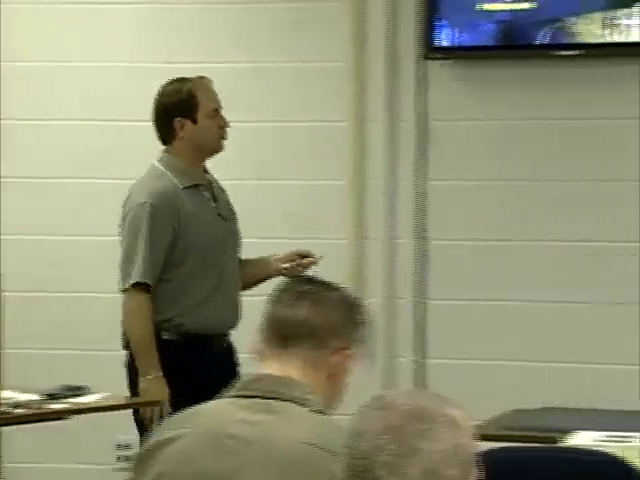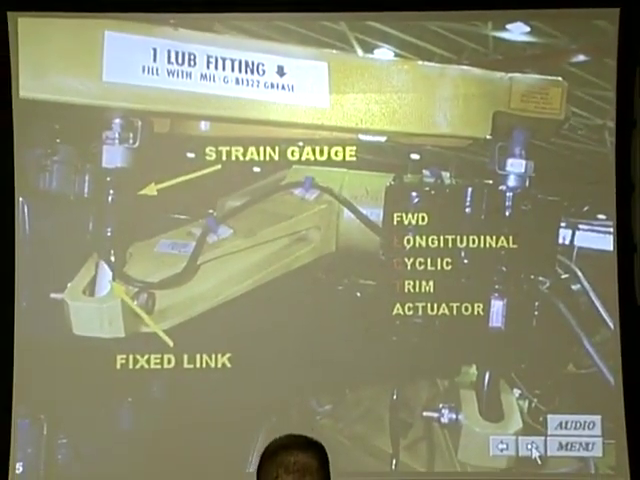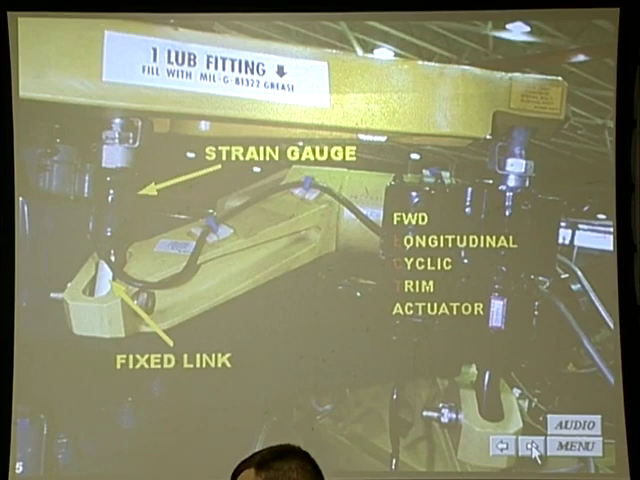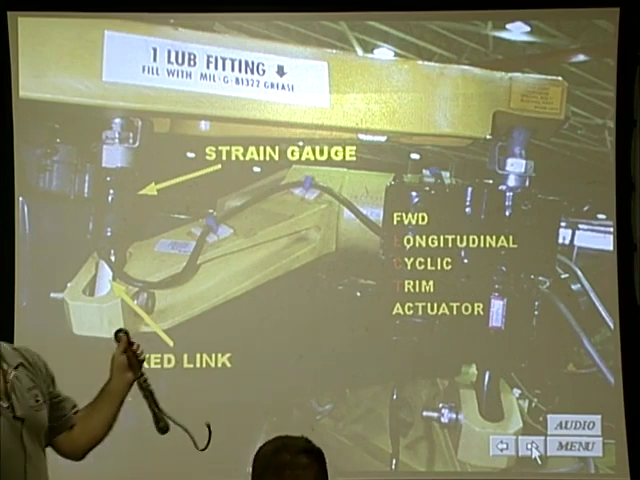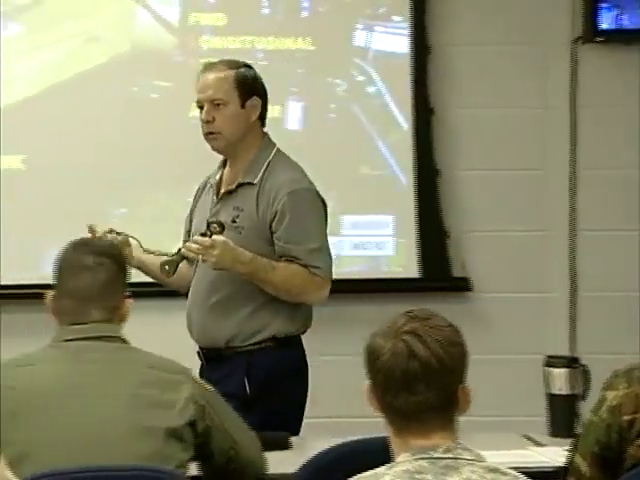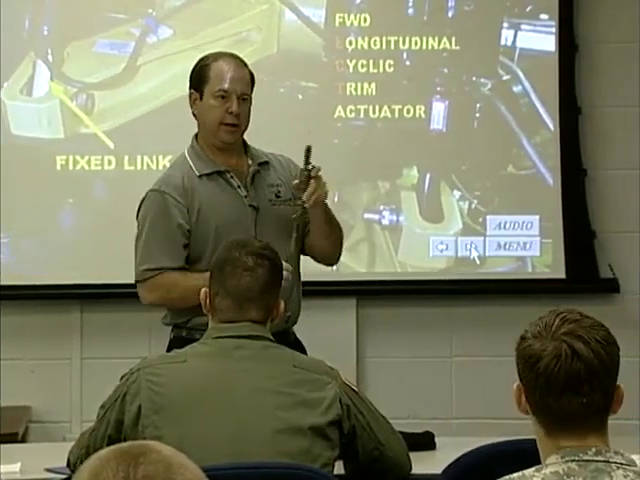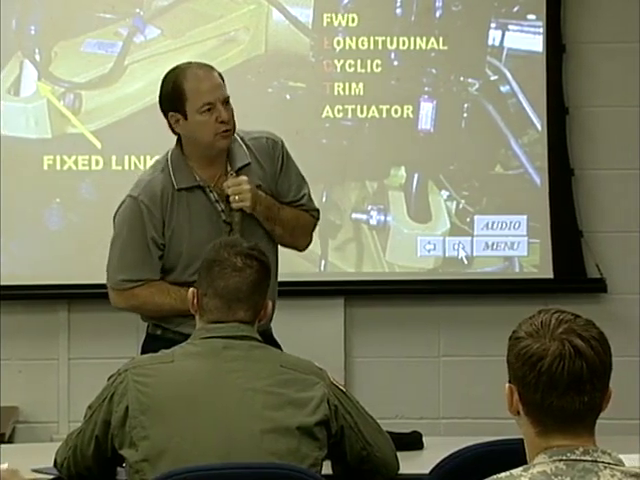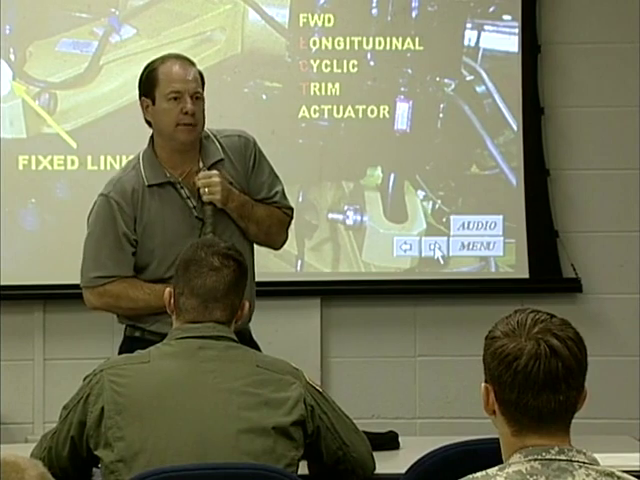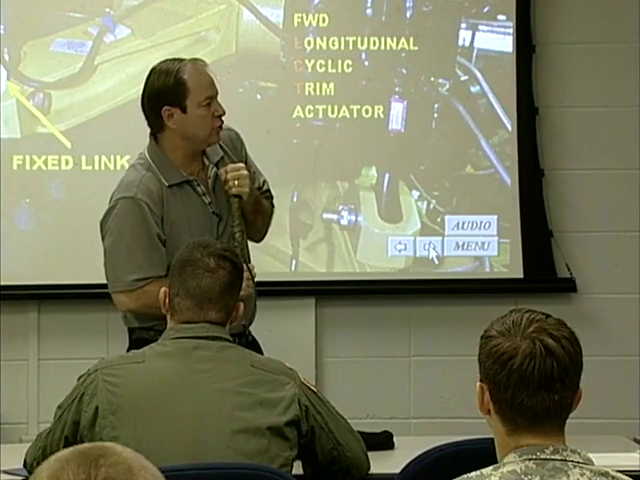Here's the strain gauge. The strain gauge is connected to the fixed link. All it is, here's your fixed link. And all you have is a series of diodes and pickups. And what is happening is basically we are creating a magnetic field around right here. If we put tension or torque or strain on this shaft, what's going to happen to that magnetic field? It's going to change, and that change is going to be interpreted as stress.